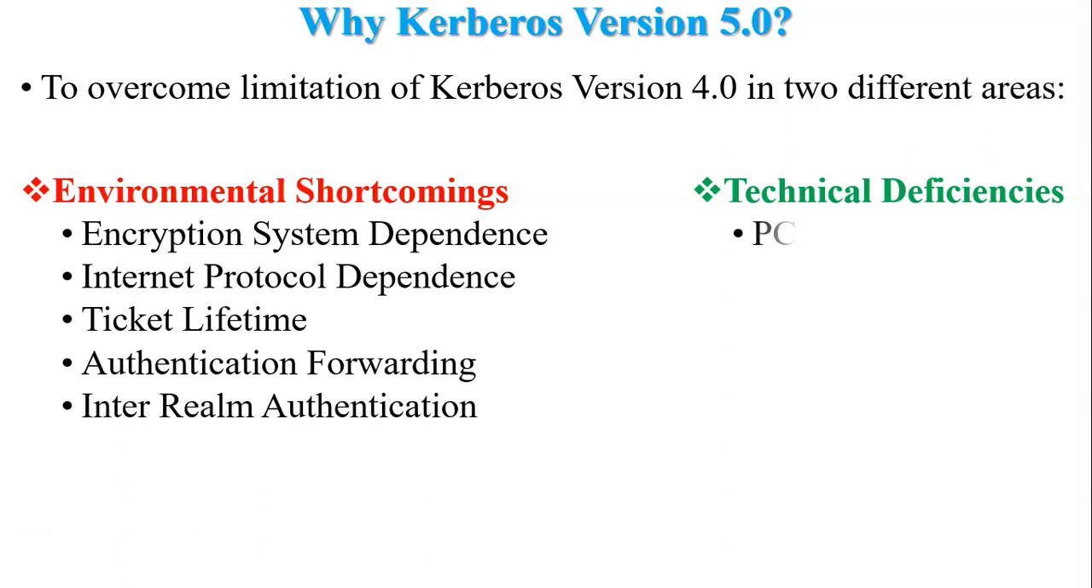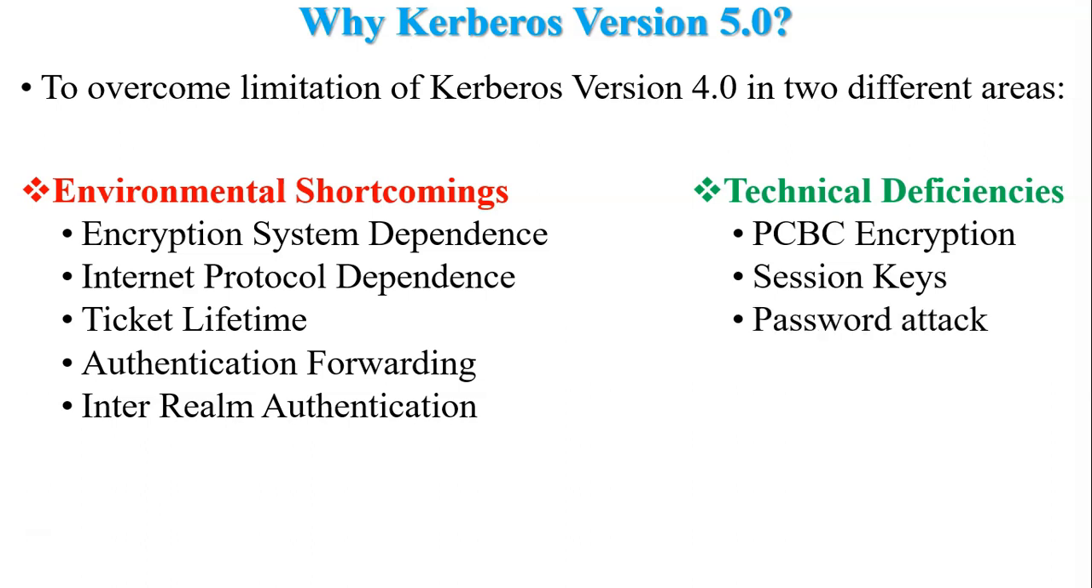In technical deficiencies, the first one is PCBC encryption. The second one is session keys. And the third one is password attack. So these are the limitations of Kerberos version 4, so we require Kerberos version 5. Now let's discuss all the limitations one by one in detail. So let's start with the environmental shortcomings.